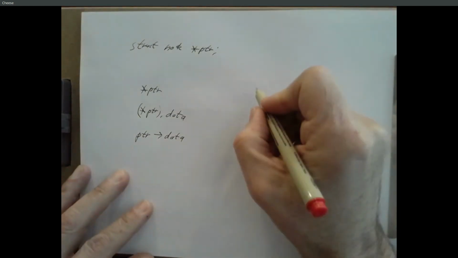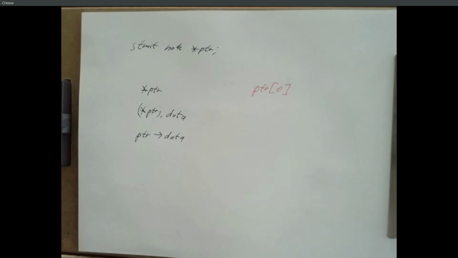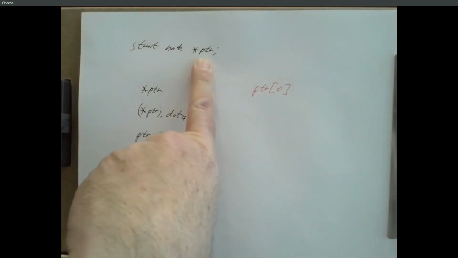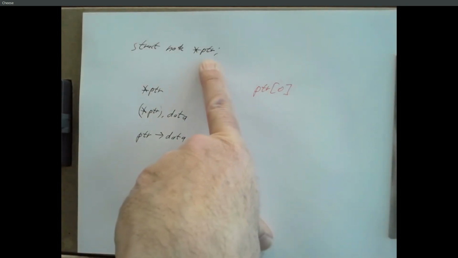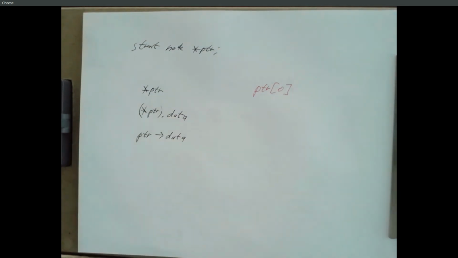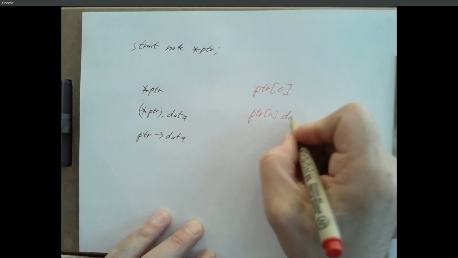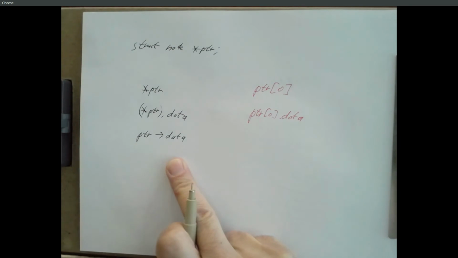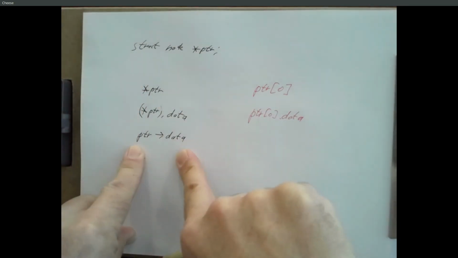But if you were to do pointer bracket 0, that technically does the same thing as this. It says pointer is an array of struct nodes, give me the first element. Well, that's going to be the node that pointer is pointing to. Technically, that does the same thing as that, and technically, this does the same thing as that. But unless you really know that you're getting an array, don't do this. If you just want the thing that pointer points to, do this and this, or best of all, do that.